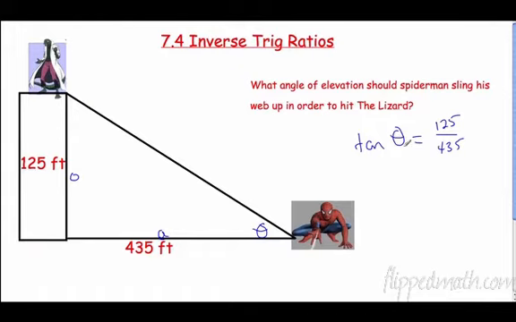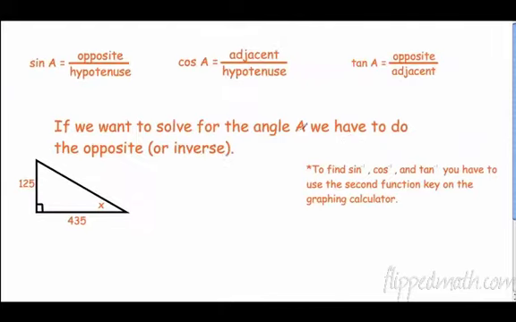Now, we have theta here, and that's what we want to solve. So we have to undo it, and that's what we're going to talk about today. Quick reminder: sine is opposite over hypotenuse, cosine is adjacent over hypotenuse, and tangent is opposite over adjacent, otherwise known as SOHCAHTOA.